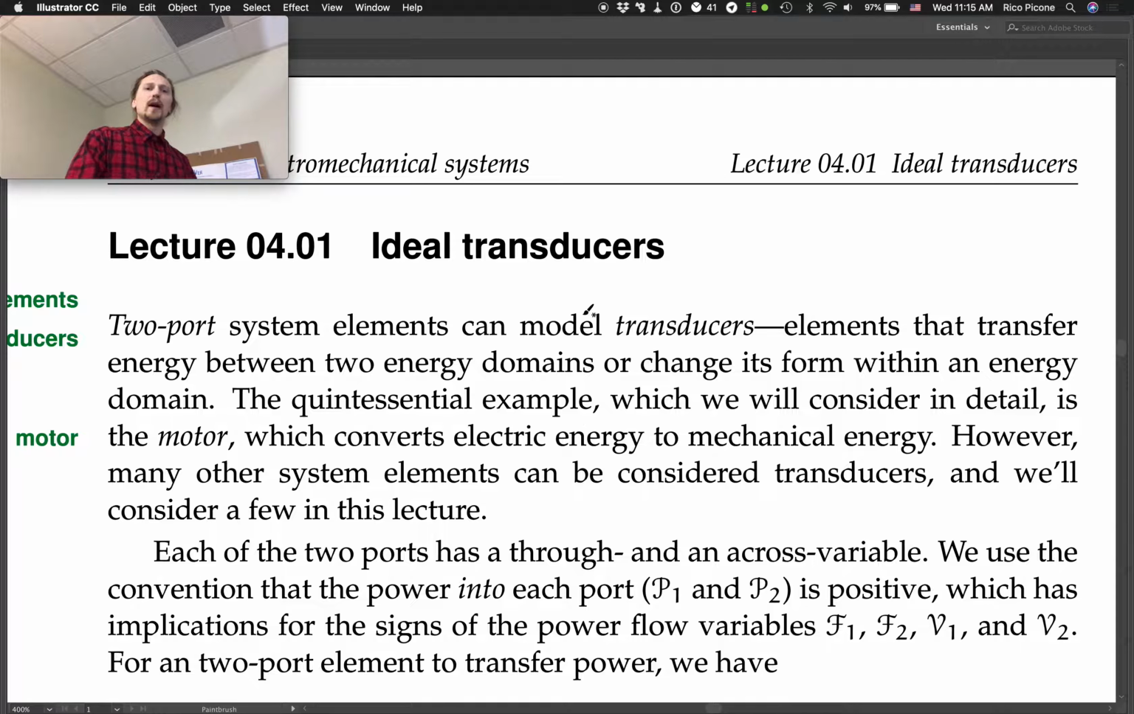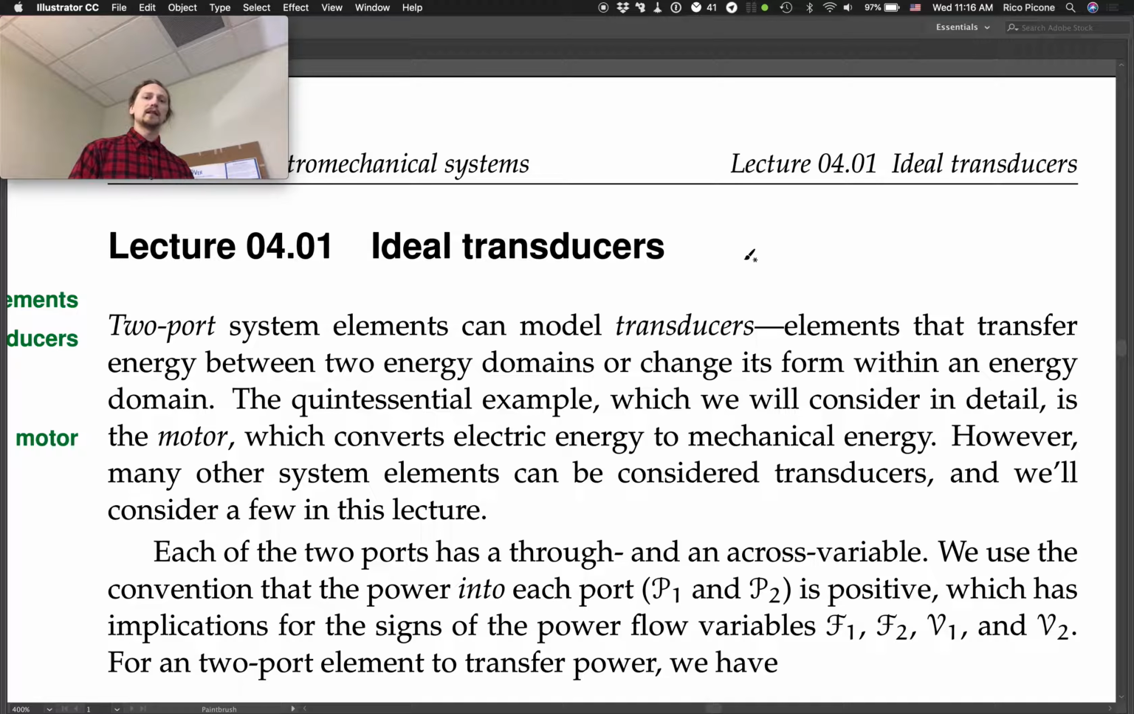Two-port system elements can model transducers. So we've been dealing with one-port elements for the most part. We talked about how like an op-amp was 4-port and how MOSFETs were 2 ports, and etc. But for the most part, we've had 1-port elements which have 2 terminals on them. So a 2-port element can model transducers, which are elements that transfer energy between 2 energy domains or change its form within an energy domain.